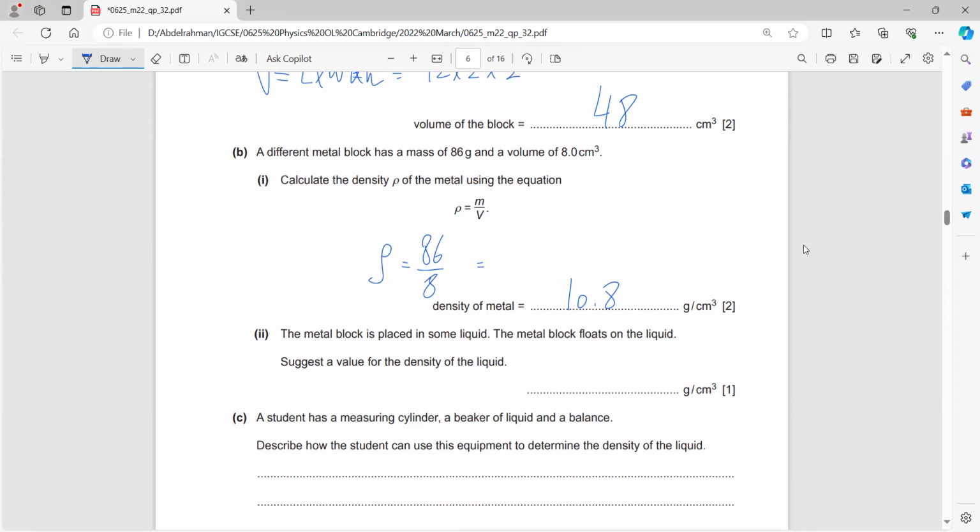The metal block is placed in some liquid. It floats. Suggest a value for the density of the liquid. If the metal block floats, the liquid's density must be greater. Okay, 12, 13, 14, whatever. Any number which is above 10.8.